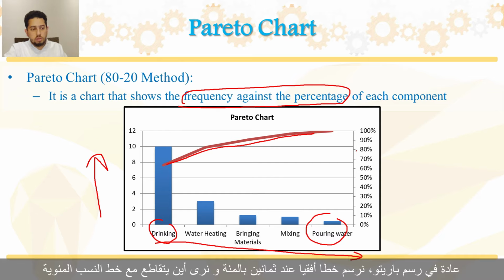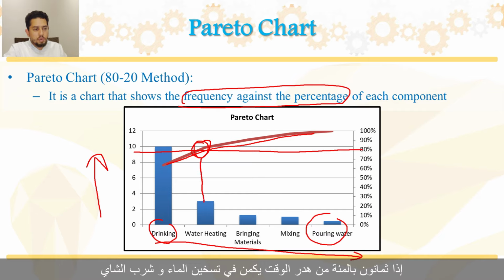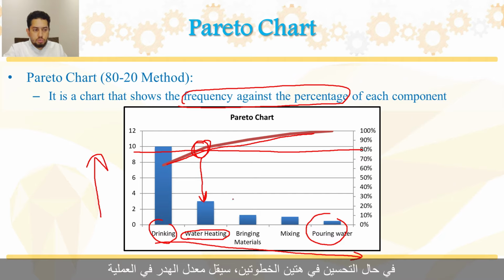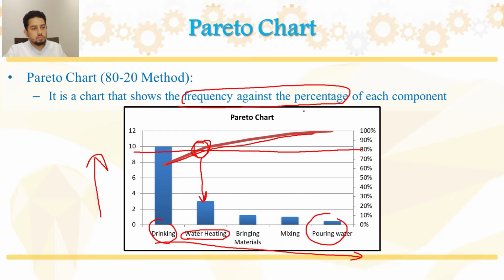What we do usually in the Pareto chart, we go to the 80% and we draw a line and see where is the intersection, which is here. So 80% of my process is wasted on drinking and heating the water. If I reduce those two, my process will be less waste consuming.